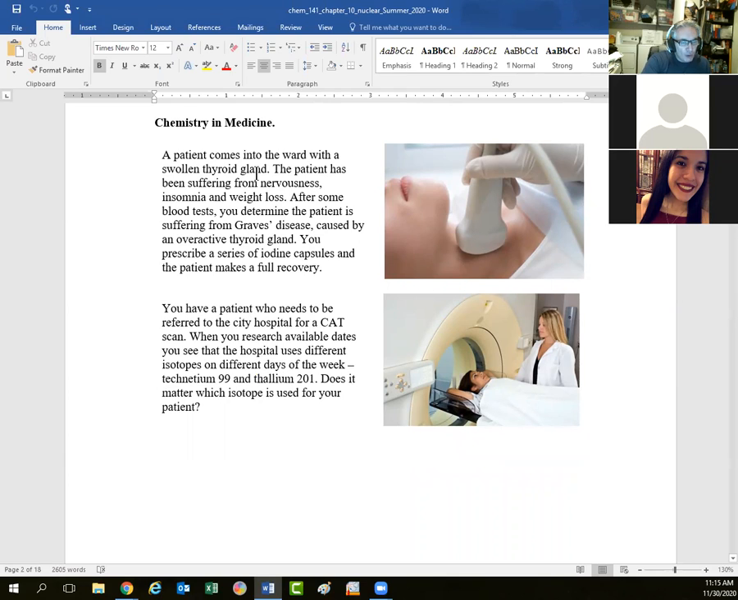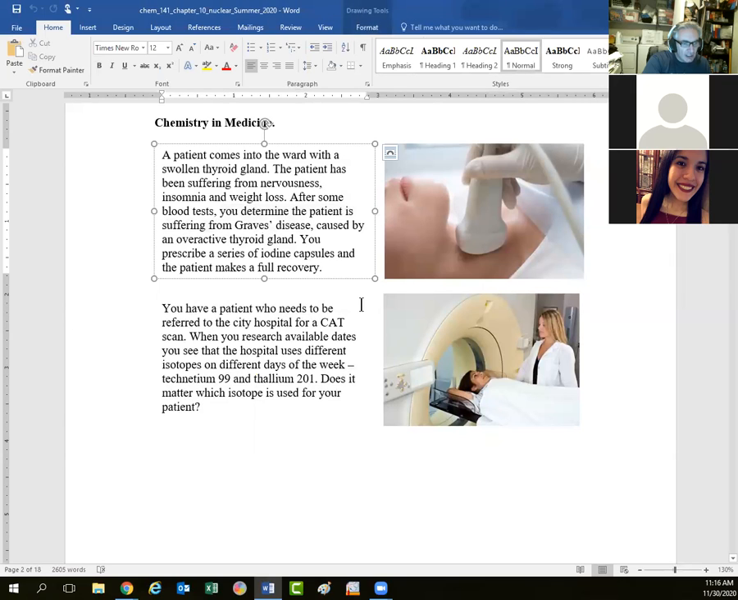A patient comes into the ward with a swollen thyroid gland. The patient has been suffering from nervousness, insomnia, and weight loss. After some blood tests, you determine the patient is suffering from Graves' disease caused by an overactive thyroid gland. You prescribe a series of iodine capsules and the patient makes a full recovery. We'll talk about that and what these iodine capsules do.